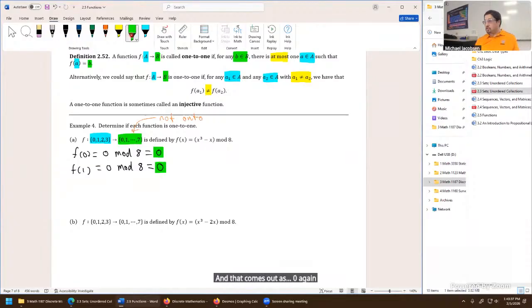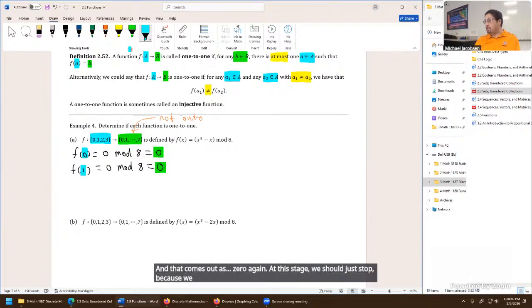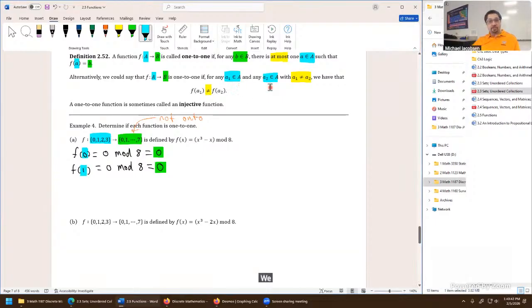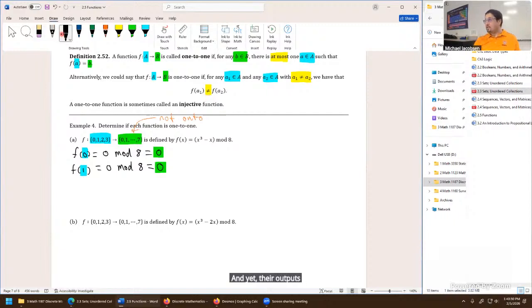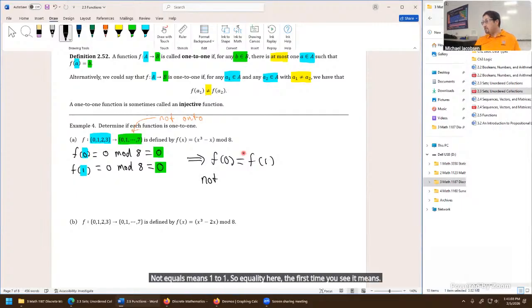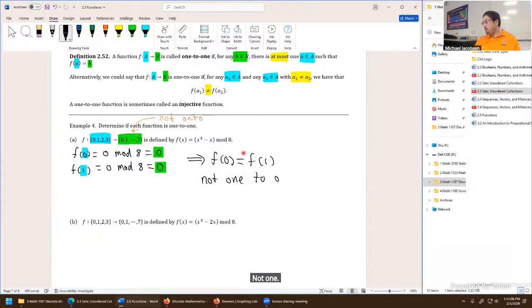At this stage, we should just stop because we have two different inputs. We have an a1 and an a2. They are absolutely not the same. 0 is not equal to 1. And yet, their outputs matched. We can say this implies f of 0 was in fact equal to f of 1. Not equals means 1 to 1. So equality here, the first time we see it, means not 1 to 1. And that's where the problem ends, right at that stage. Any questions at all, folks, on example 4?